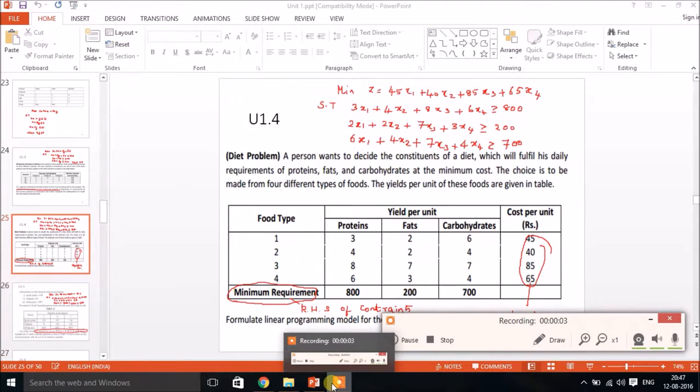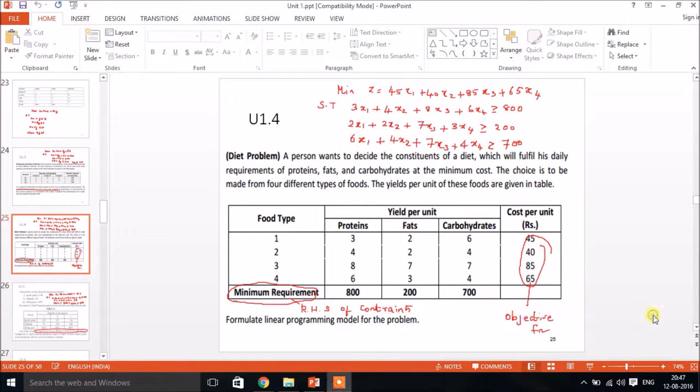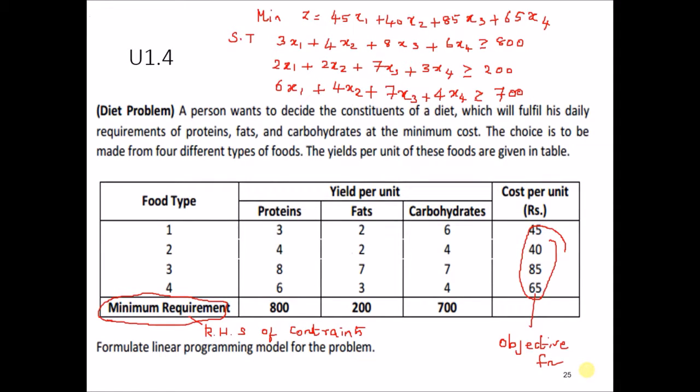So in this tutorial we are going to see some more problems on formulating the linear programming problem. Let's see this problem. A person wants to decide the constituents of a diet which will fulfill his daily requirement of proteins, fat and carbohydrates at the minimum cost. The choice is to be made for 4 different types of foods. The yield per unit of these foods are given in the table, and formulate this linear programming model.